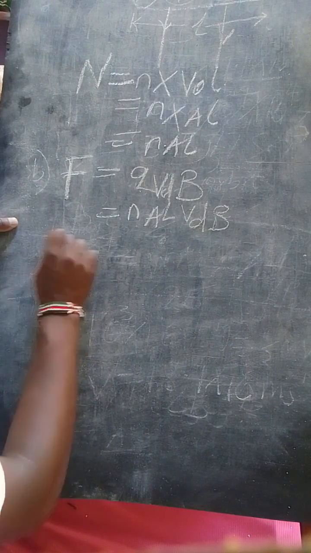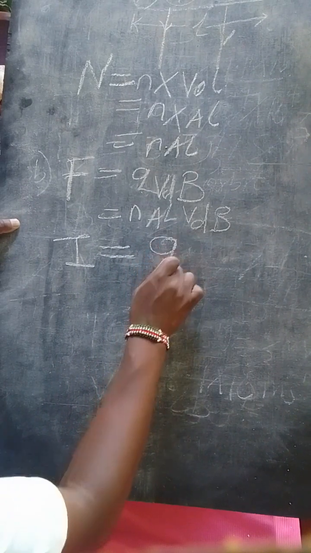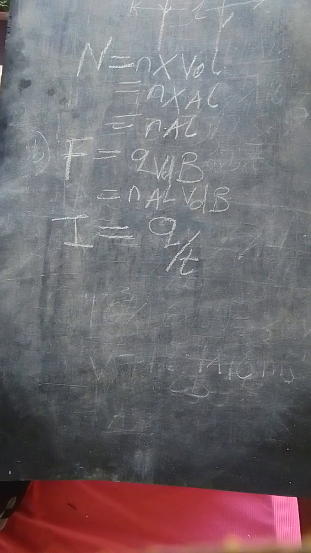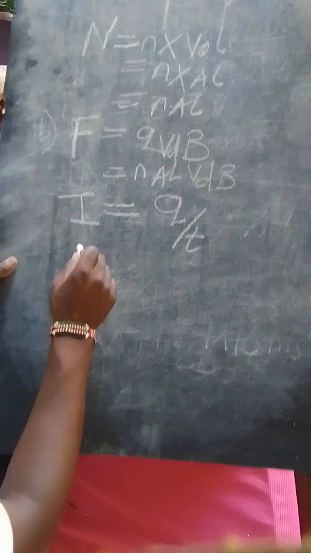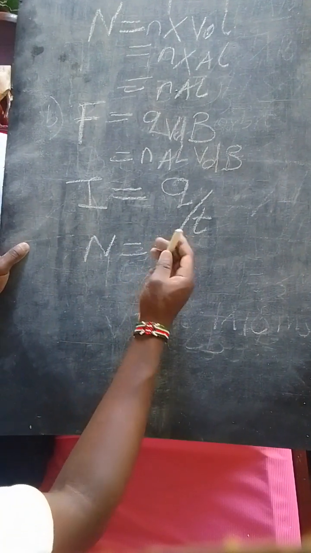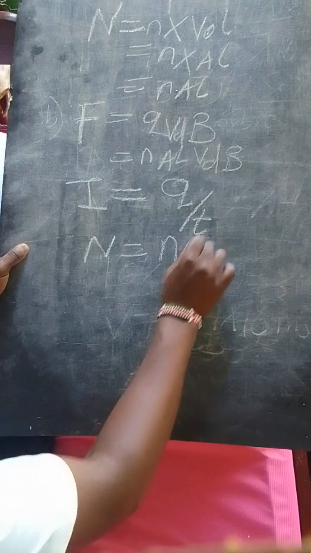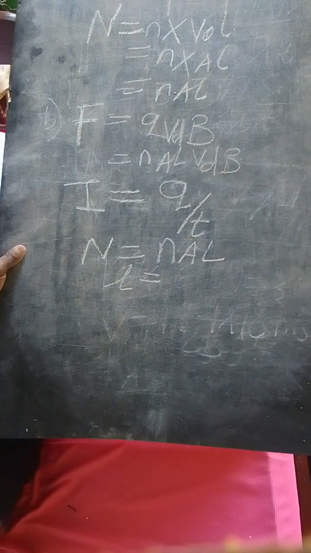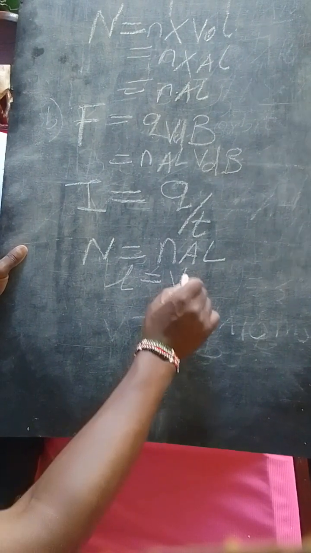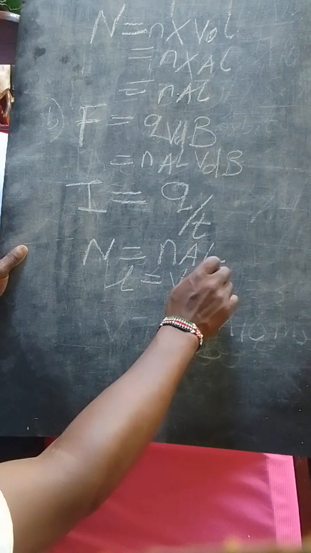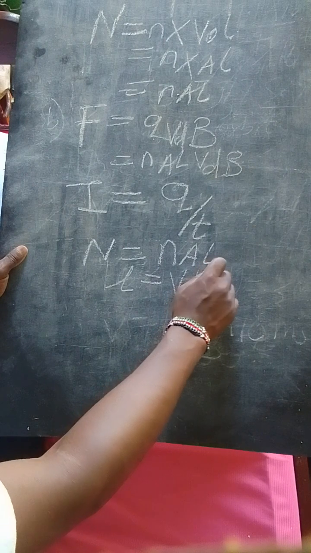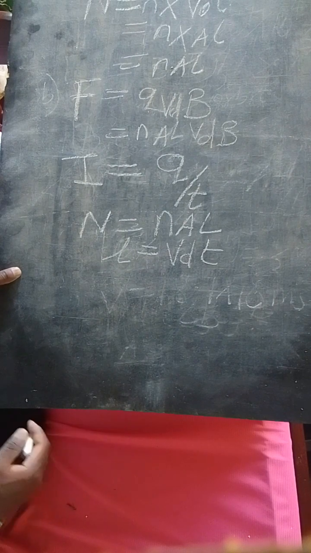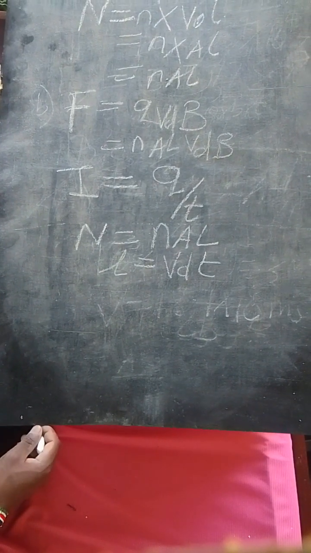So if we want to calculate current, for one particle we say it is Q over t. The number of charges we said is equal to nAL, and the length, remember length or distance is given by speed times time, so it is the drift velocity of the particles times time, that is Vd times t. That is if we want to calculate the current.